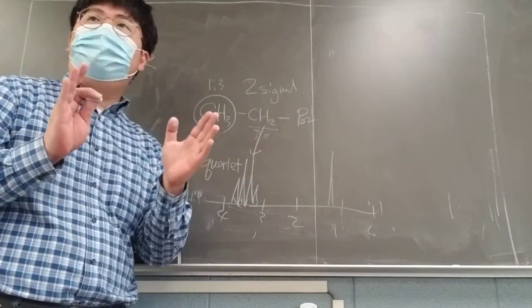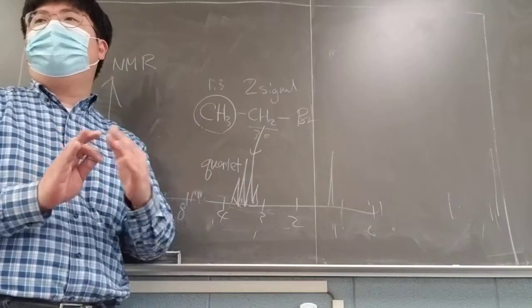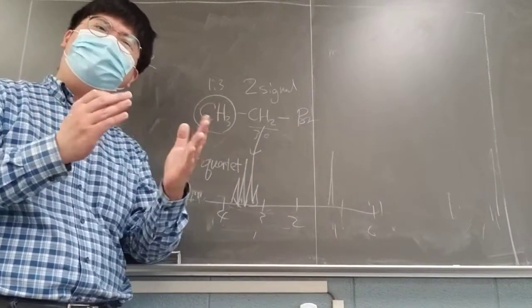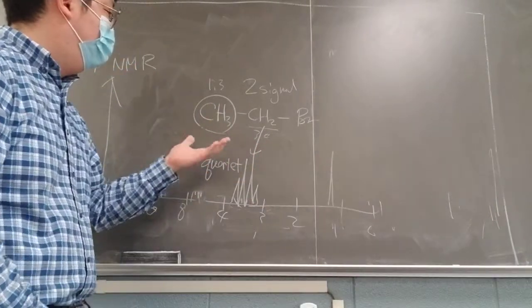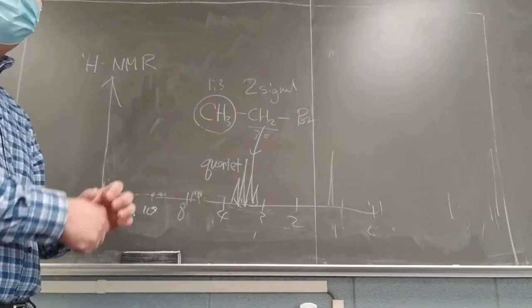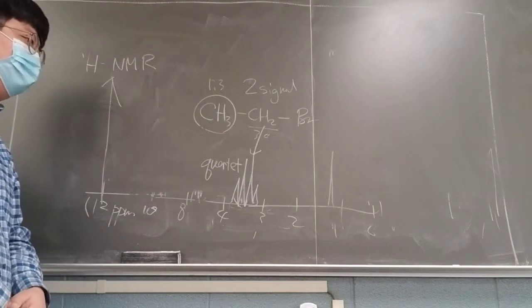Oh, the table will be given too. You don't have to memorize it, but just know where that should be, at least roughly. Obviously, it should be on the right side, because there's nothing much that can withdraw the electron a lot from the protons.